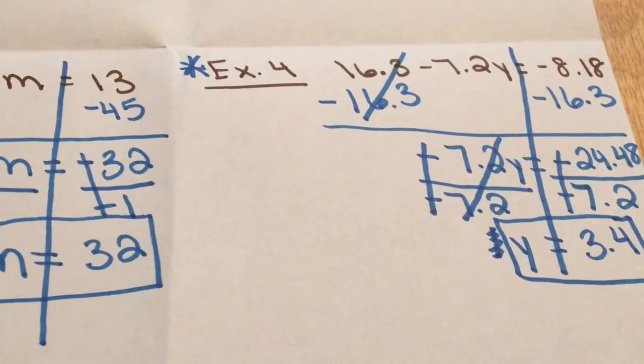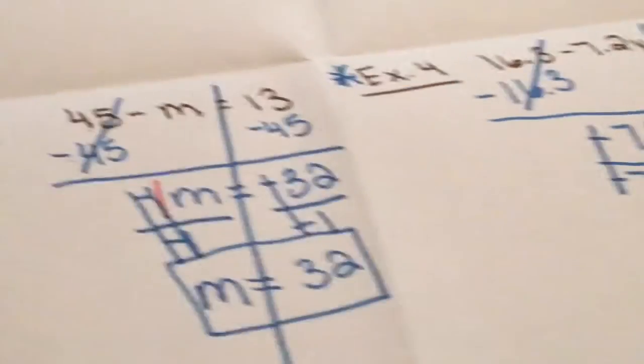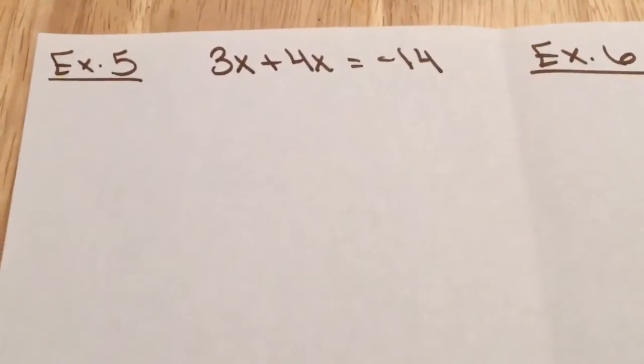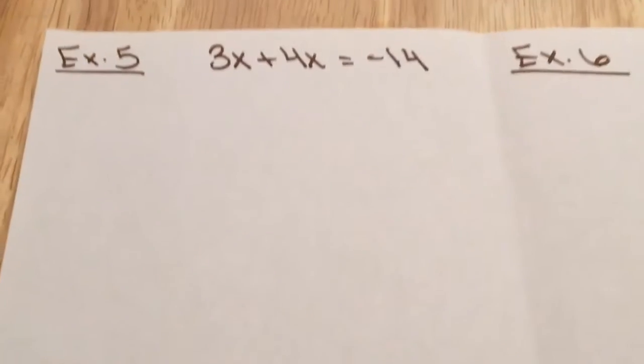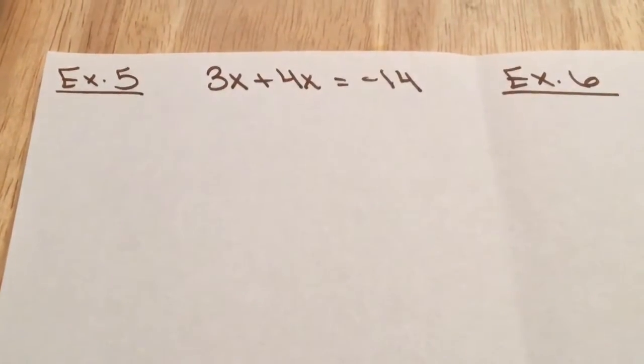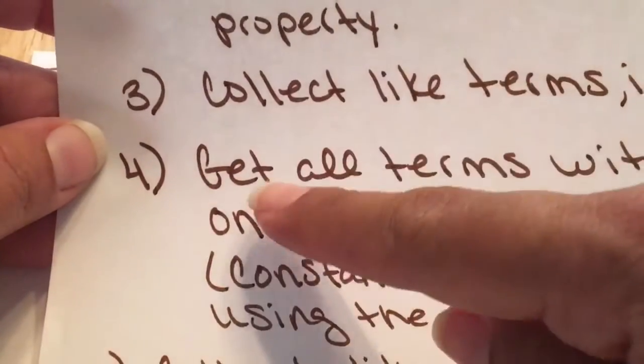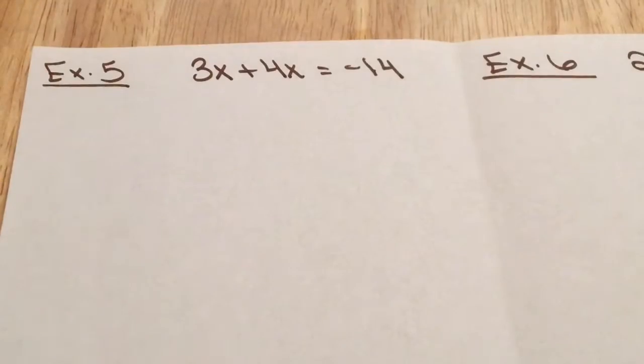So those first 4, not too shabby. Let's look at the next few that we have here. Example 5, we're adding in this step 3 that we haven't seen. Remember, step 3 was collect like terms. We've only been starting here with step 4. Now we're going to come back to 3.